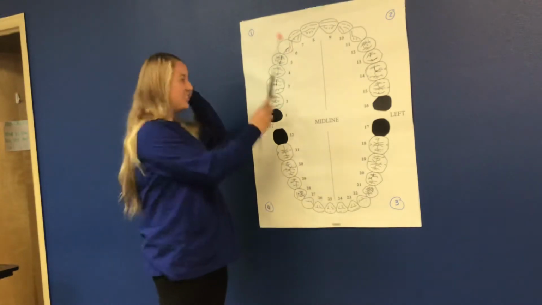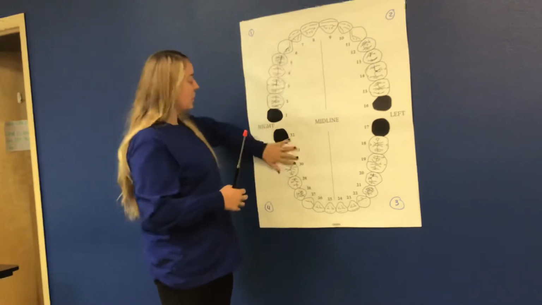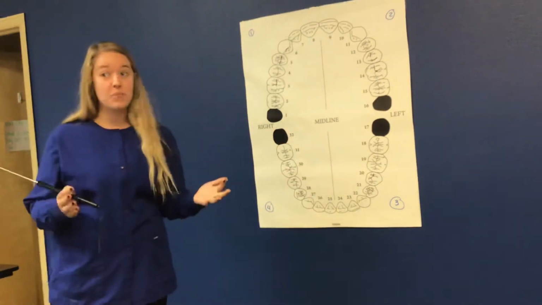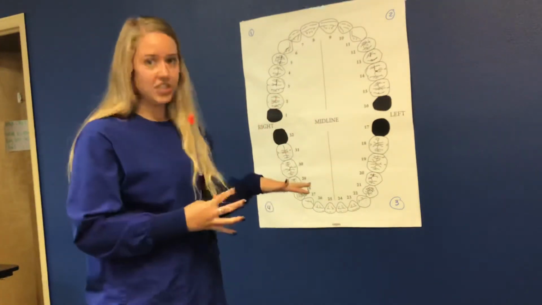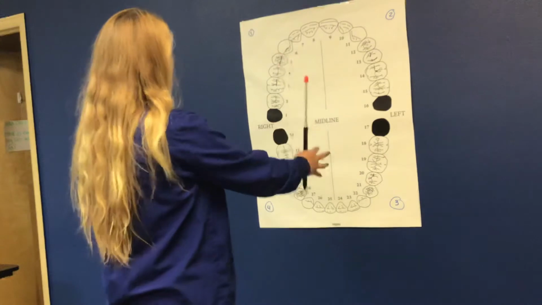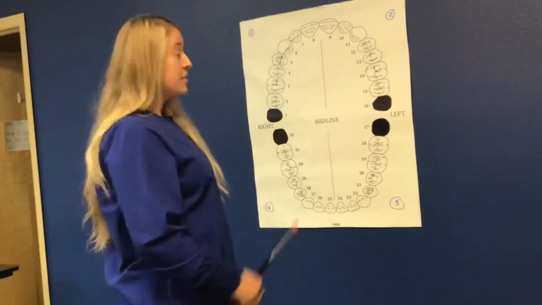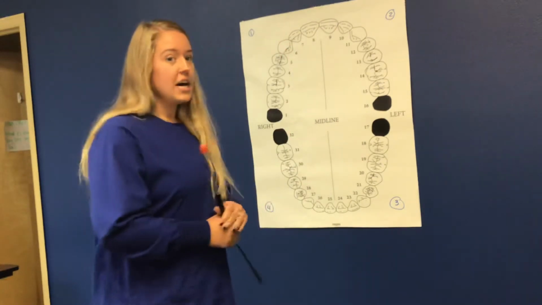So, as you see here, we have our upper and lower sections of our mouth. The first thing that's really important to remember is if I'm facing this, it means I'm mirroring the patient. So this patient is right in front of me, and so their right is my left, and my right is their left. So that's super important to remember.